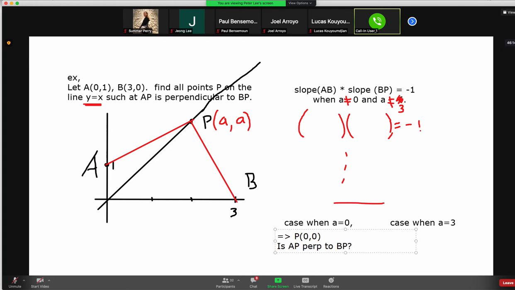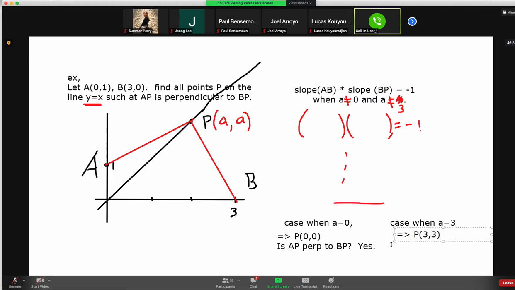Is AP perpendicular to BP if P is (0, 0)? What do you think? Yes, it is. In this case, we do get a solution here. And then now, how about if you look at the case when A is equal to 3? When A is equal to 3, what is the point? The point P is going to be (3, 3).